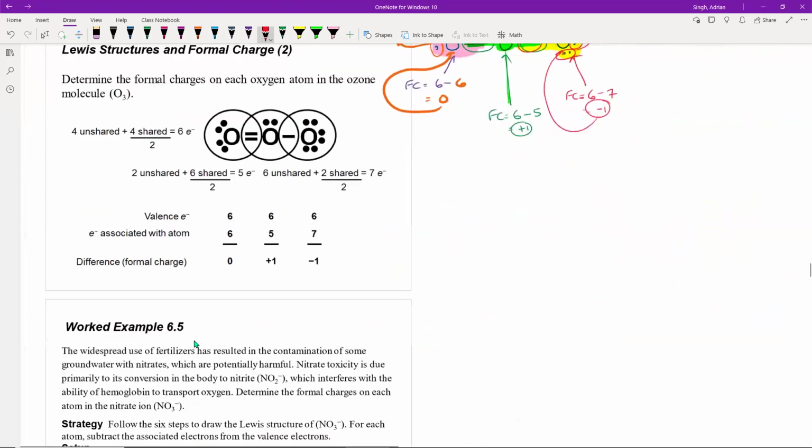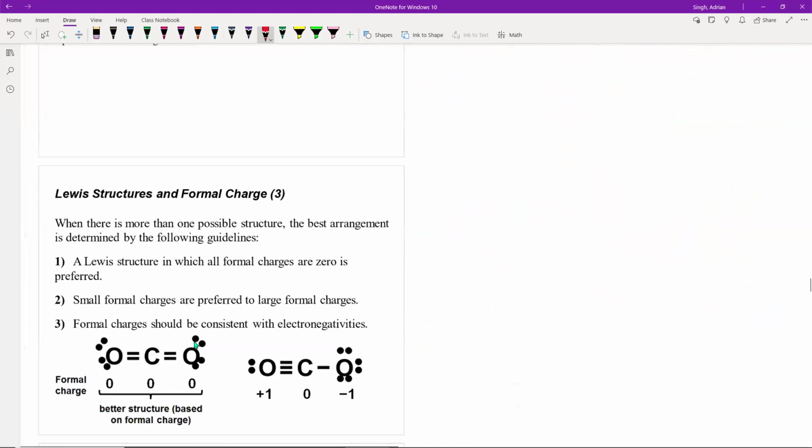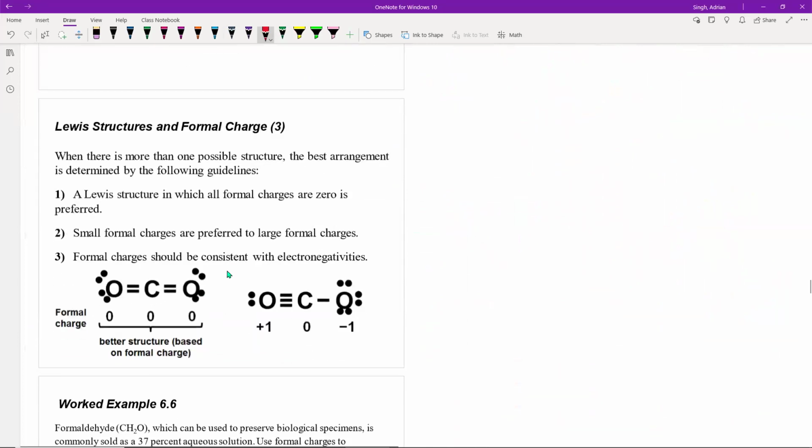And what is going to allow us to break the tie? Well, when we have more than one possible Lewis structure, the best arrangement that we're going to choose is going to be determined by the following. You want to choose the Lewis structure in which all the formal charges are zero. Okay, so ideally, we want the structure where all formal charges are zero.